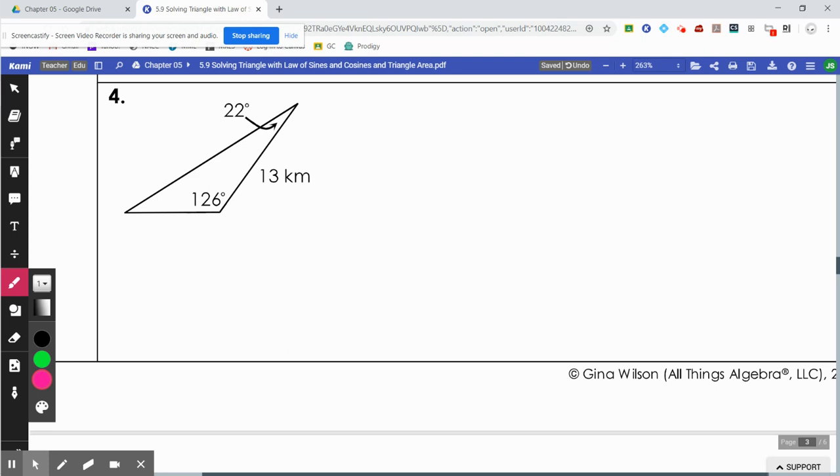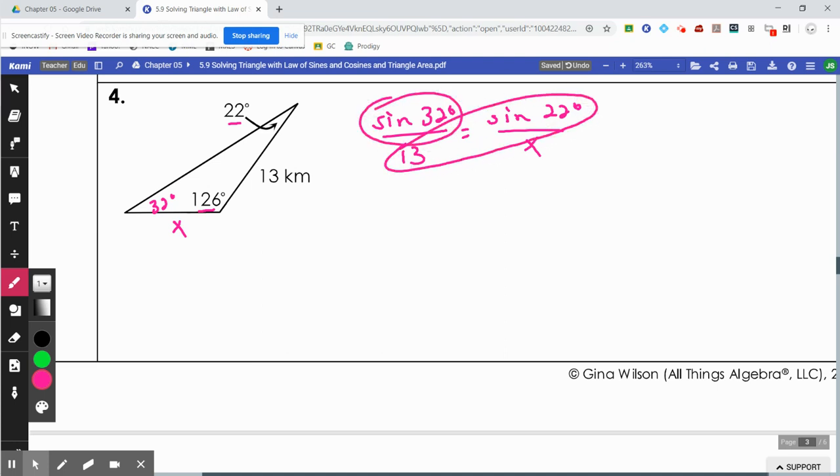Again, we need a side-angle-side. We don't have that. However, we can use law of sines or law of cosines. If this is 126, this is 22. Add them and subtract from 180, and you get a 32-degree angle. So use your law of sines or law of cosines. You have the sine of 32 over 13 is equal to the sine of 22 over x, and we'll use that to find this side. 13 times the sine of 22, divide by the sine of 32, and you get about 9.19.